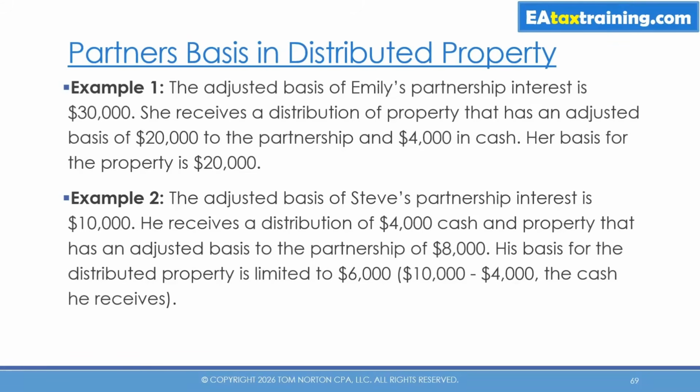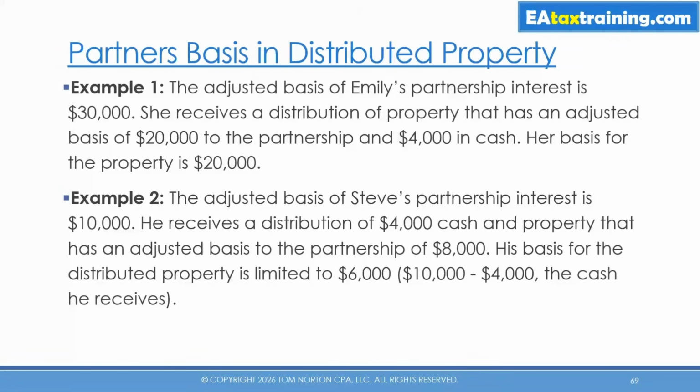However, his outside basis was only $10,000 to start with. They gave him $4,000 of cash. So that lowers his outside basis to $6,000. So now his basis in that property that was distributed is limited to $6,000. Why is that? Because the property distribution is going to further lower his basis to zero. It can't go below zero. So before the property, take the $10,000 minus the $4,000 in cash, he's only got $6,000 of basis left. So that $8,000 asset is going to reduce his basis to zero. Can't go below zero.